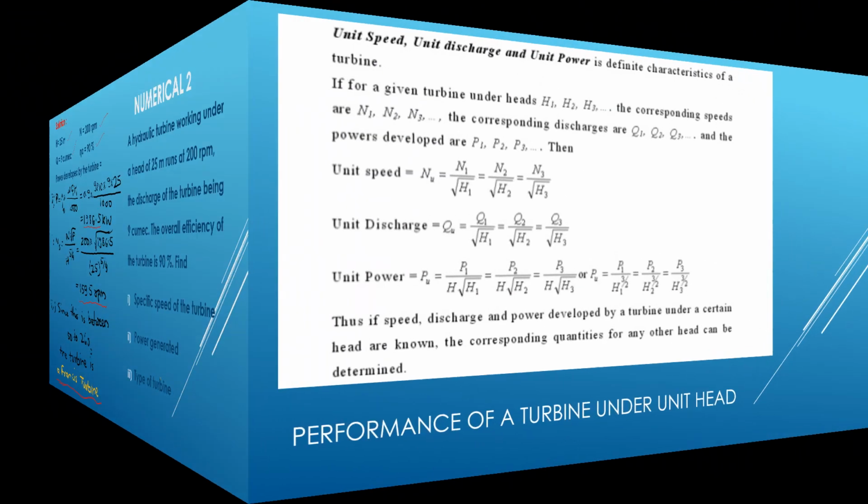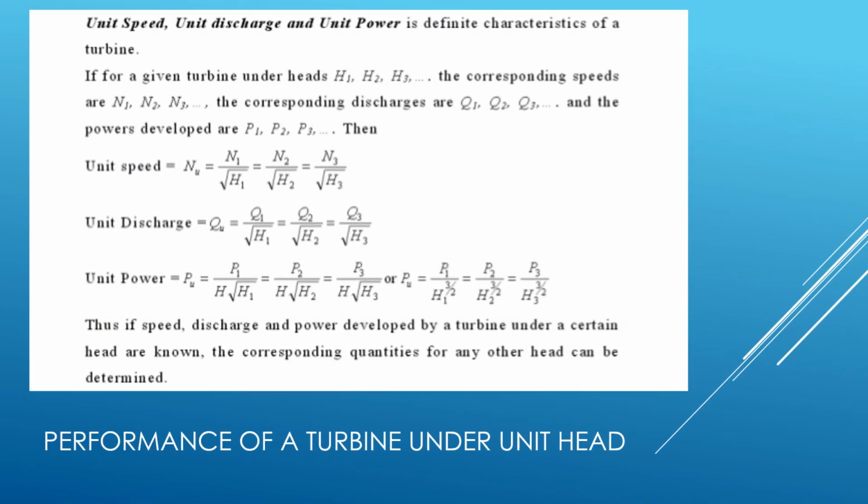Now the performance of the turbine under unit head. So under 1 meter head we can find out what is the speed of the turbine, what is the discharge of the turbine, and what is the power of the turbine. Under 1 meter head, these are called unit speed, unit discharge, and unit power.